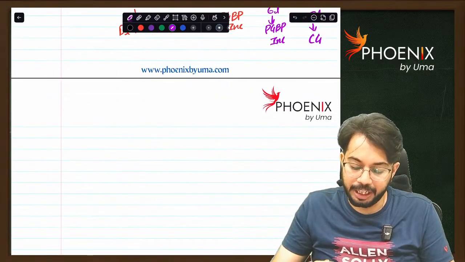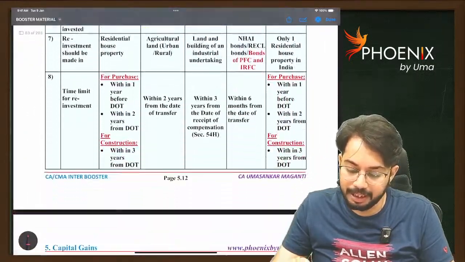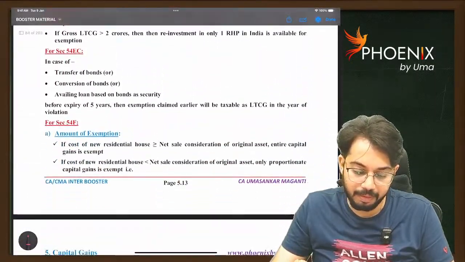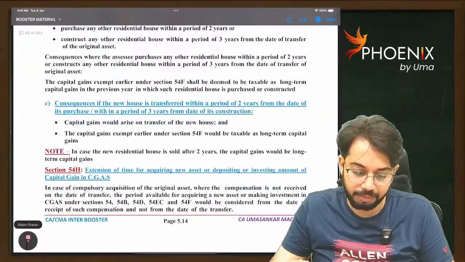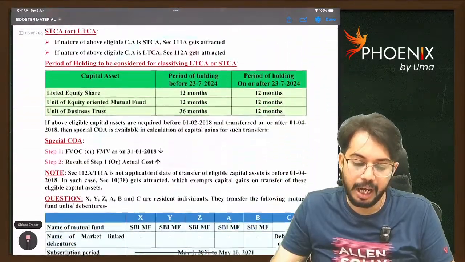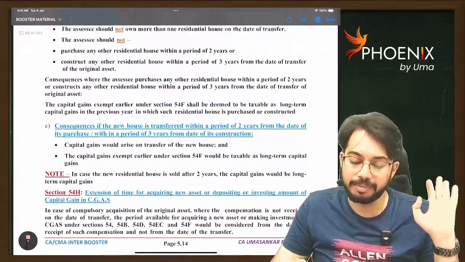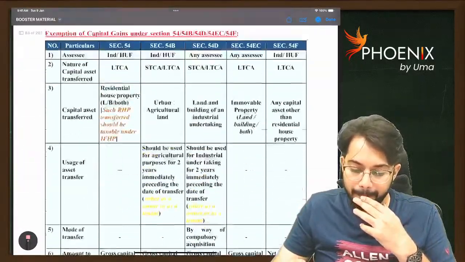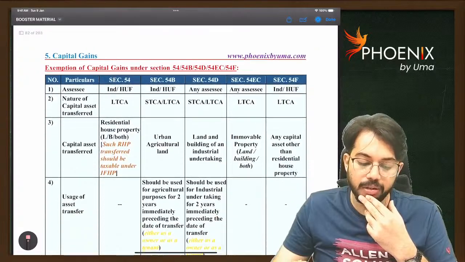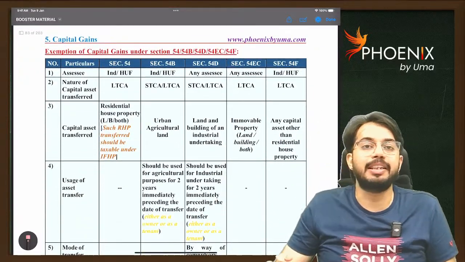So this is about section 50B. Then we will discuss exemptions: 112A, 111A, and tax rates. These three concepts are pending. So shall we start discussing exemptions?